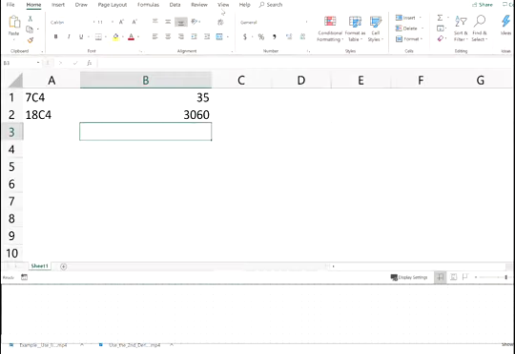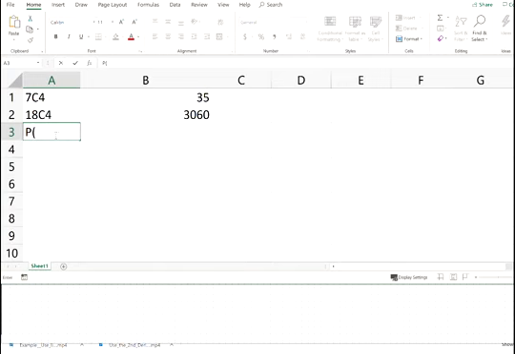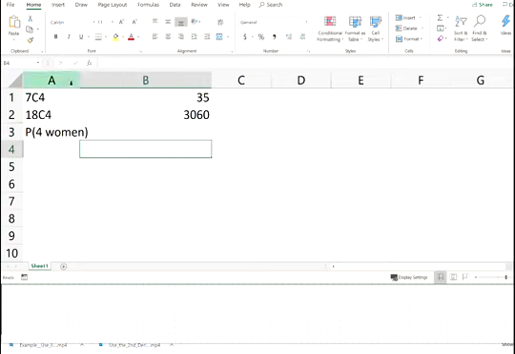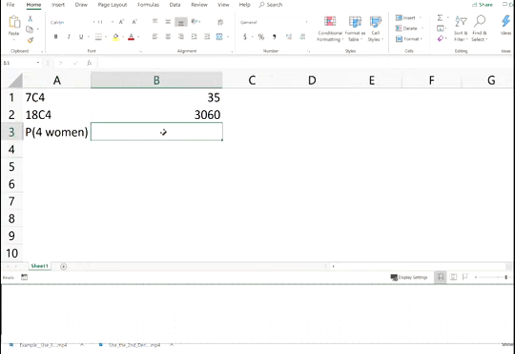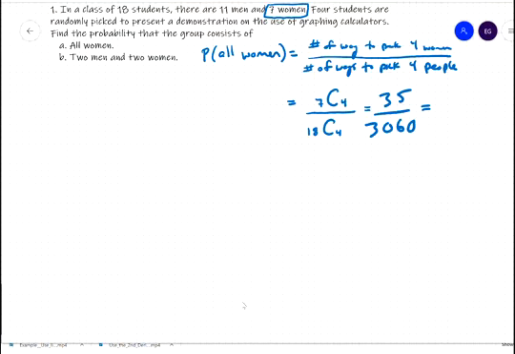And so I'll go back to Excel, and in this cell, let's say the probability of 4 women should be equal to the 35 divided by the 3060. Okay, and let's round this to, normally we do 3 decimal places, so it looks like 0.011.